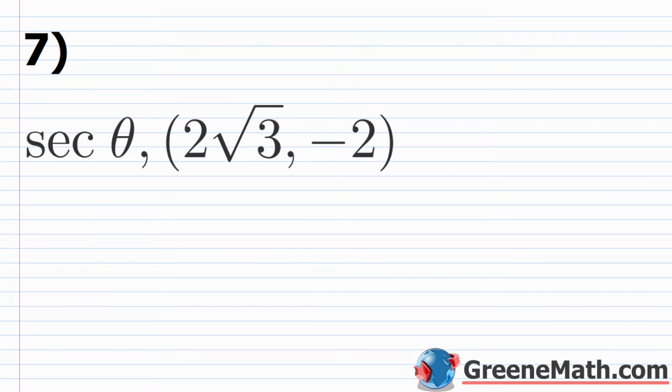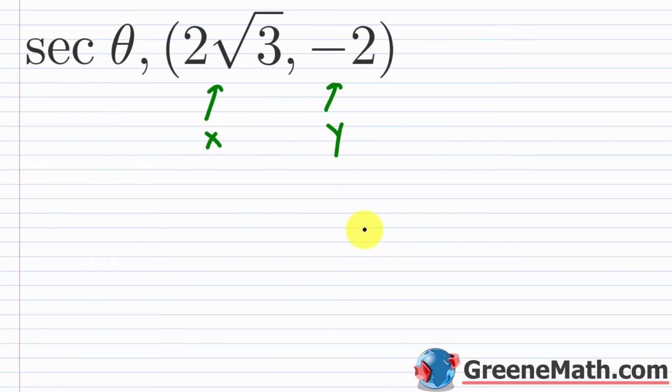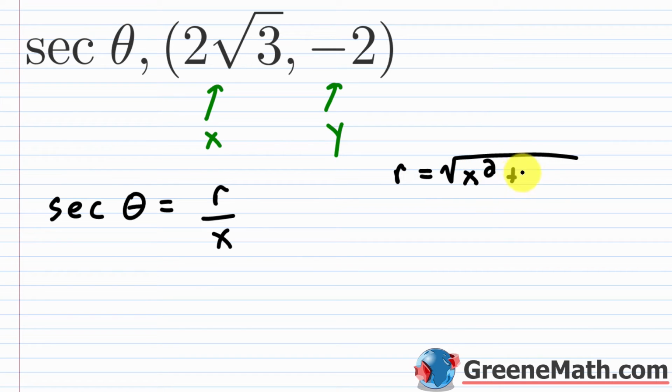Okay, for problem number 7, again, we want to find the secant of theta, given that we have this point where the x value is 2 times square root of 3, and the y value is negative 2. So once again, for the secant of theta, it's a reciprocal of the cosine of theta. Cosine of theta is x over r. So the secant of theta is r over x, again, where x is not 0. So let me write this out, that the secant of theta is going to be r over x. And again, for the r, we're going to say this is the square root of x squared plus y squared.